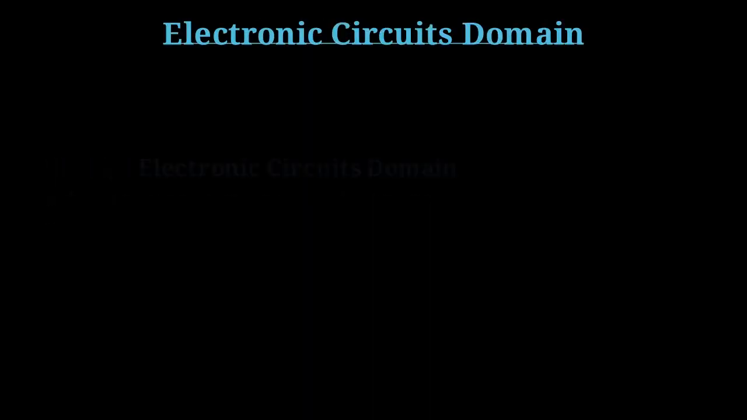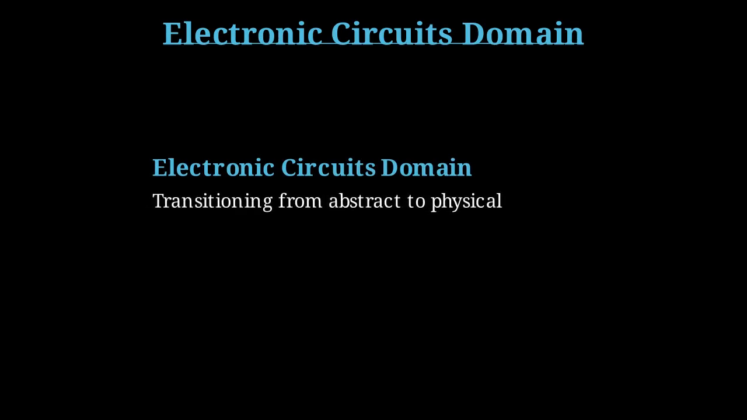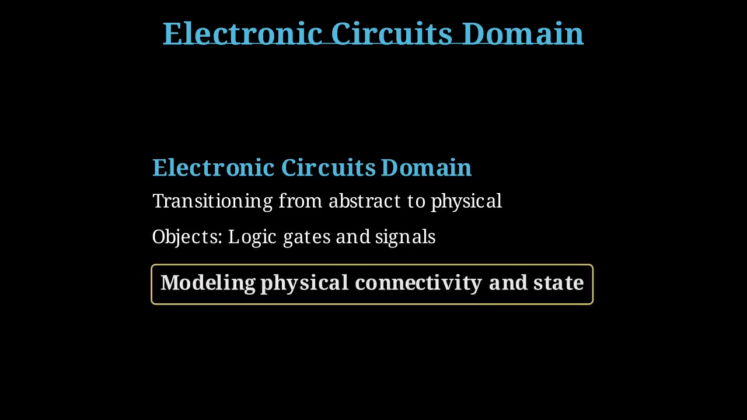Now let us shift gears to a completely different environment, electronic circuits. Unlike kinship, which deals with abstract human relationships, circuits are physical systems composed of discrete interacting components. Translating this domain into logic requires a different ontological approach. Our objects are now logic gates, like AND, OR, and XOR gates, as well as the signals flowing through them. We also have to represent states, usually simplified to Boolean values of 1 and 0.